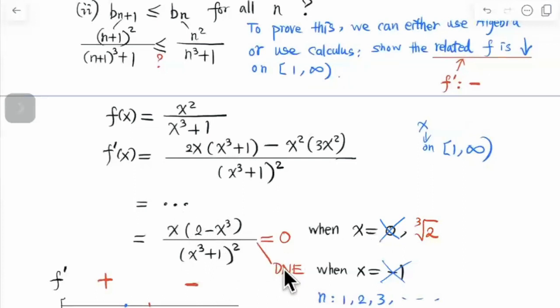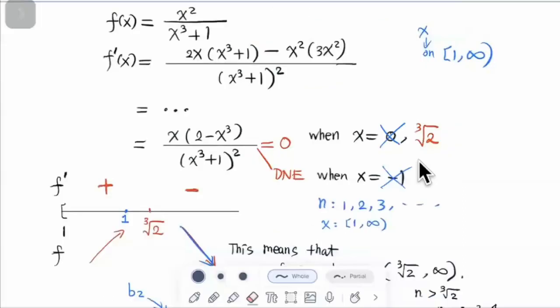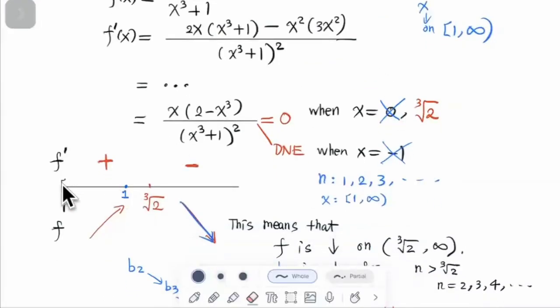Another critical number we can get is by looking at this first derivative and seeing when it will be undefined. This is undefined when the denominator equals 0, which is when x equals negative 1. Again, x has to be greater than or equal to 1, so we cross this negative 1 out. Therefore, from 1 to infinity, the only critical number we get is the cube root of 2, which is a little bit larger than 1. And we look at the sign for the first derivative.